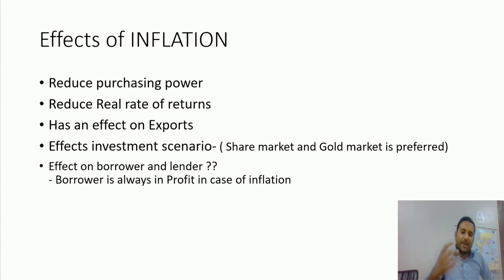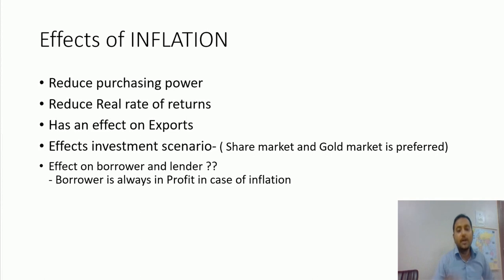And when I face this kind of loss, the investment scenario will also change. So it will affect the investment scenario. I will not invest in fixed deposits. I will invest my money in the share market or maybe in the gold market. There I can get better returns.